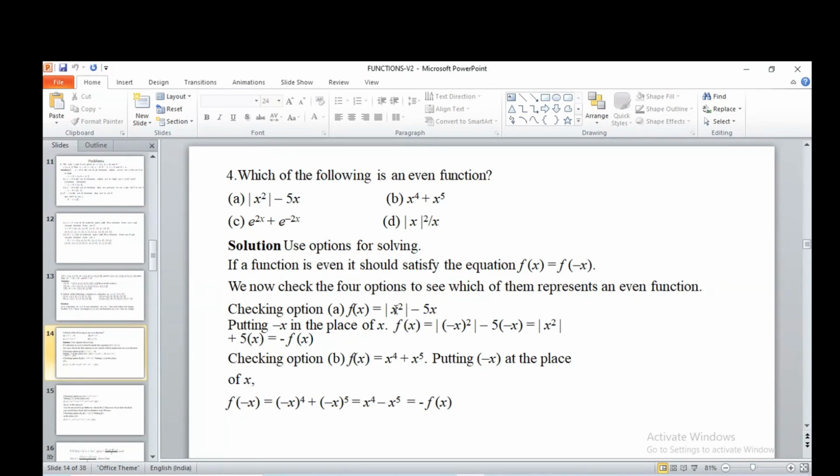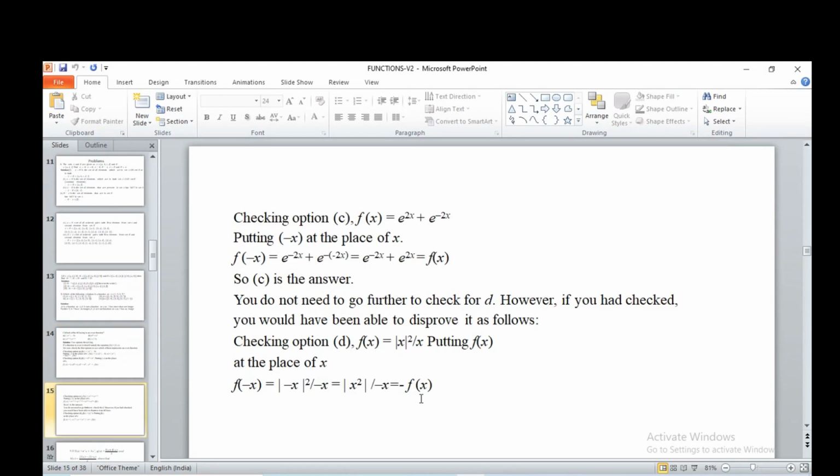So f of x is equal to modulus of x square minus 5x. By putting minus x, I am getting negative of f of x, so it is an odd function. For option B, x power 4 plus x power 5. Here itself we can decide. X power 4 means we will get even. X power 5 means definitely we are going to get odd only. So it is also an odd function.